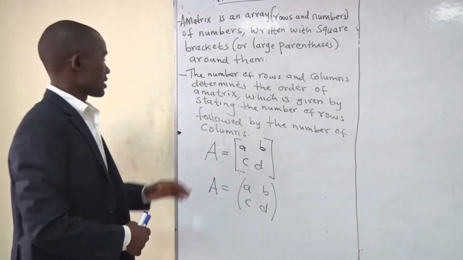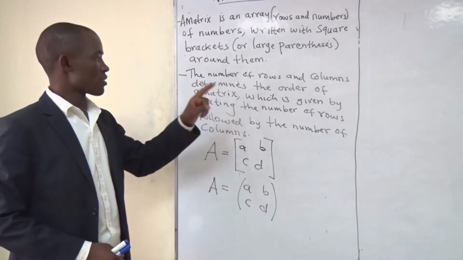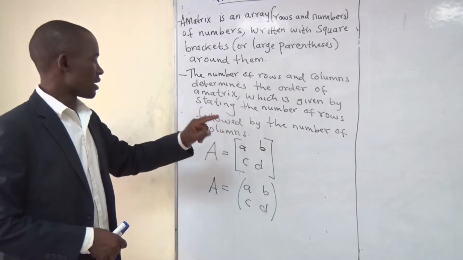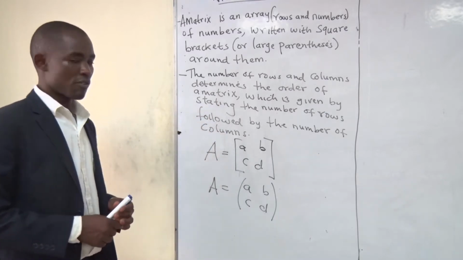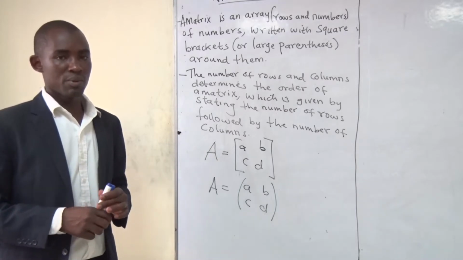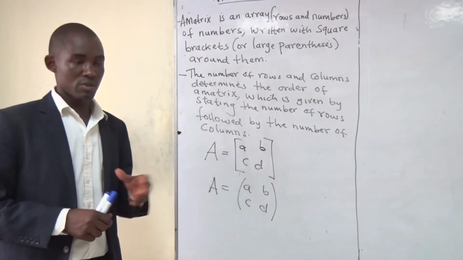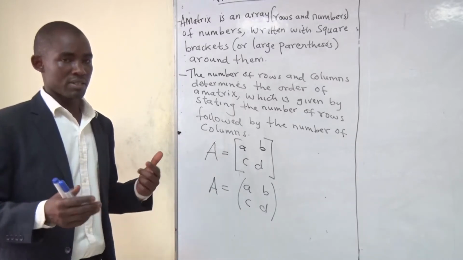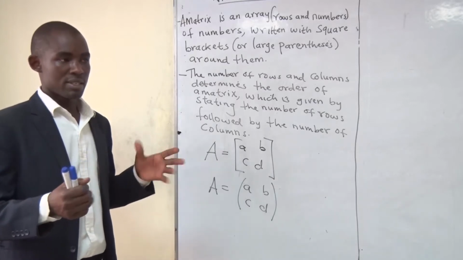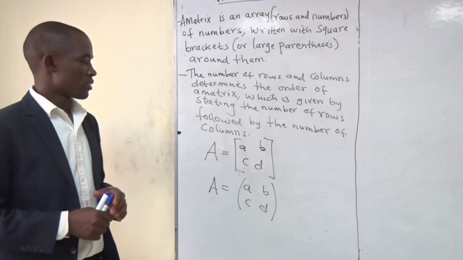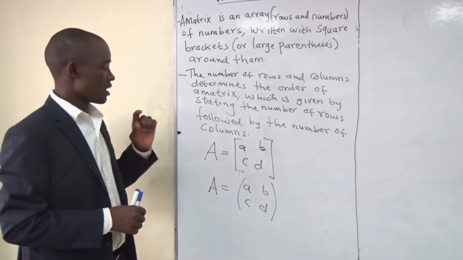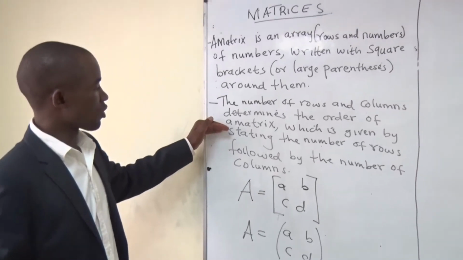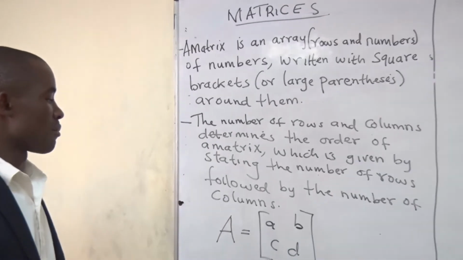The second statement says the number of rows and columns determines the order of a matrix, which is given by stating the number of rows followed by the number of columns. The order of a matrix is very important because it's going to assist us in calculations. Before you carry out any calculation, you will be looking at the order of a matrix, because when you are taking two matrices, they must be of a given order. We shall be looking into that.